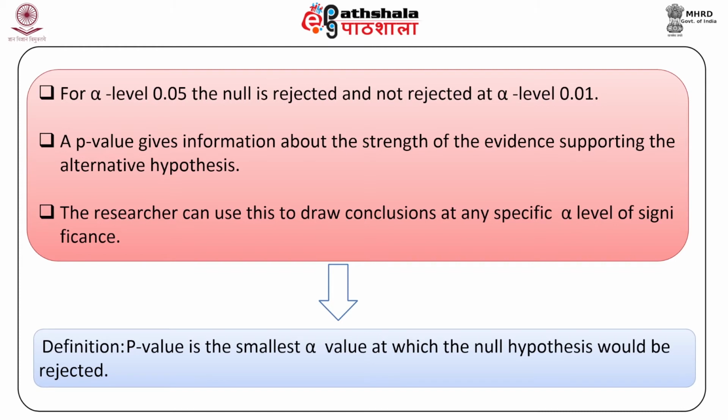A p-value gives information about the strength of the evidence supporting the alternative hypothesis. The researcher can use this to draw conclusions at any specific alpha level of significance. Let's define this. The p-value is the smallest alpha value at which the null hypothesis would be rejected.